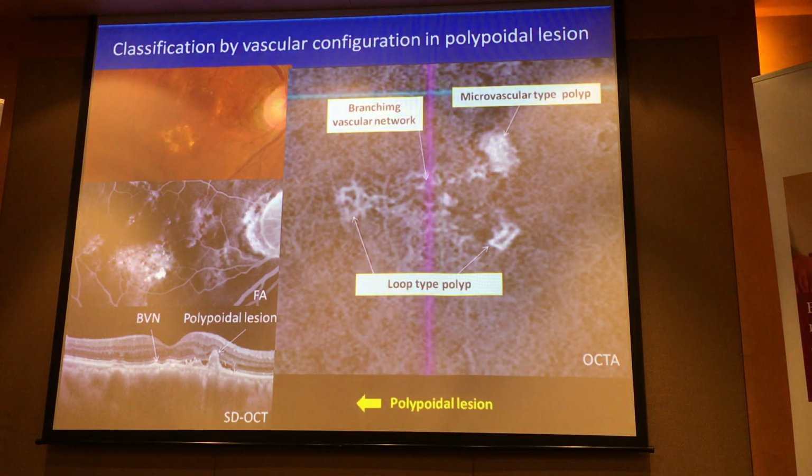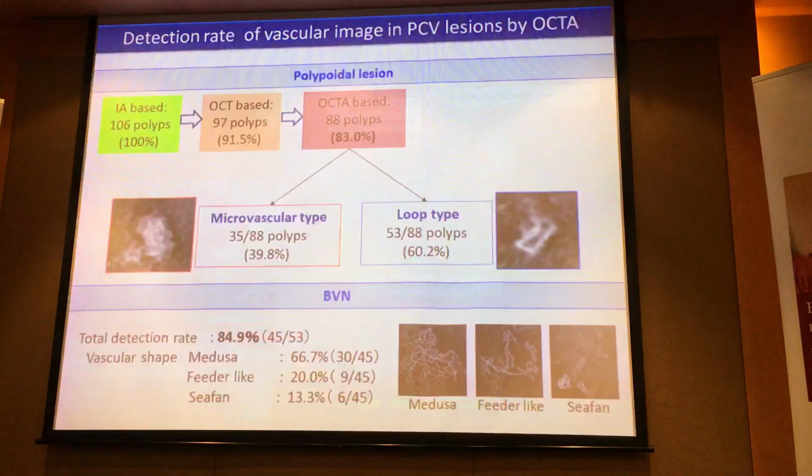In the OCTA image, you can see a microvascular type polyp consisting of very, very thin and high density blood vessels in the peripheral region. And in this peripheral region, you can see a loop type polyp. This is a vascular loop in the peripheral region.